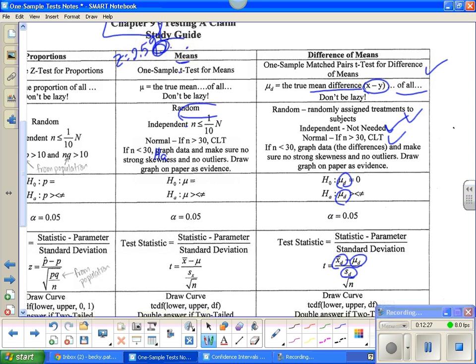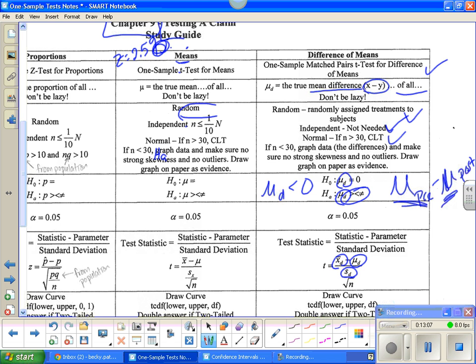Your null is that there is no difference, and your alternate is based on however you set it up. If you've got mu sub pretest minus mu sub post-test, what would I expect to be bigger? The post, if I'm talking about average grades. So my post would be bigger. So what would my difference be? You would want it to be negative, because this would be a small number minus a big number. So my mu sub d, I would want to be less than 0 if I set it up this way.